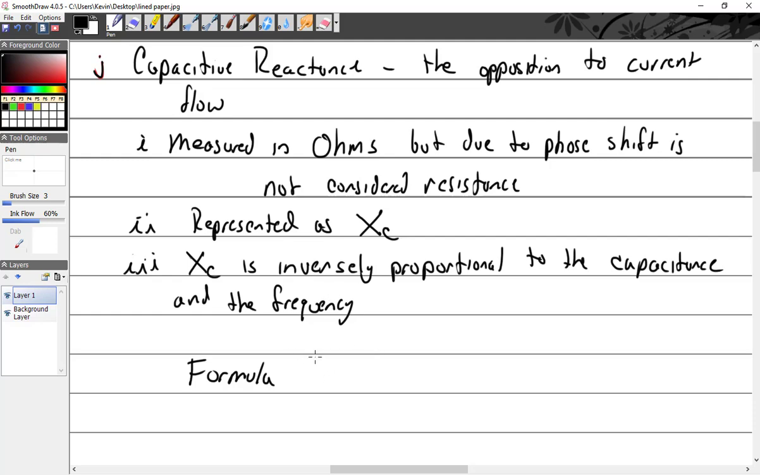The formula you want to put on your formula sheet is that X of C equals... hey, what was the formula for inductors? 2 pi f L. But I'm just going to put a C. That would be too easy. But remember, it's a little bit different, so it's 1 over 2 pi f C. It's the inverse, or 1 divided by.